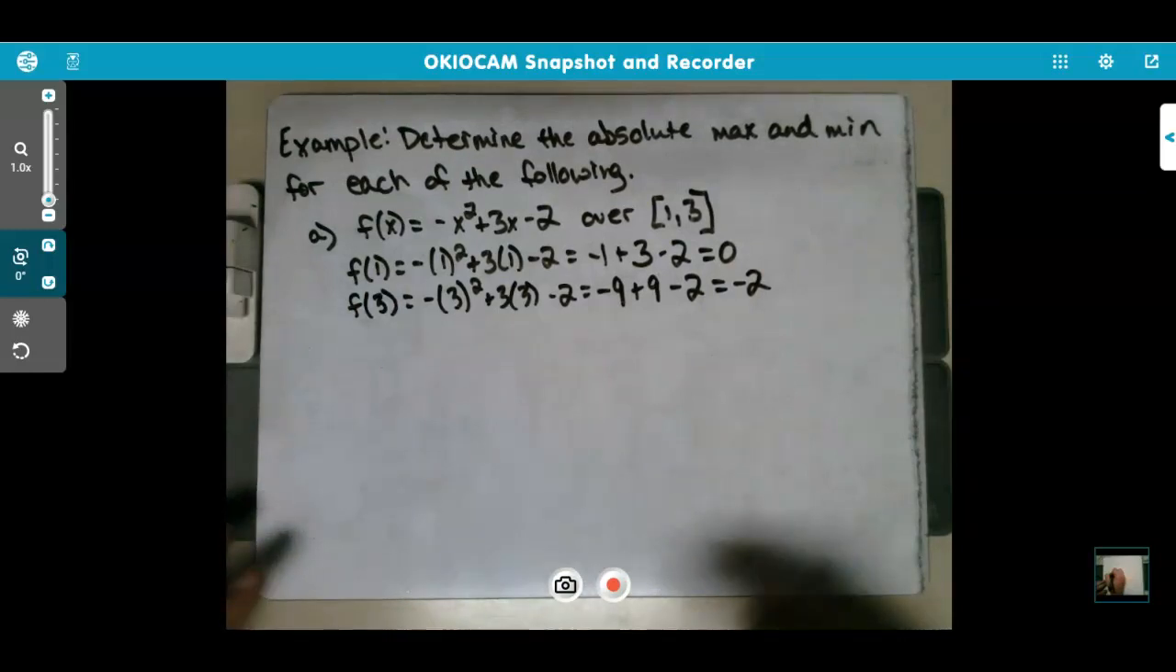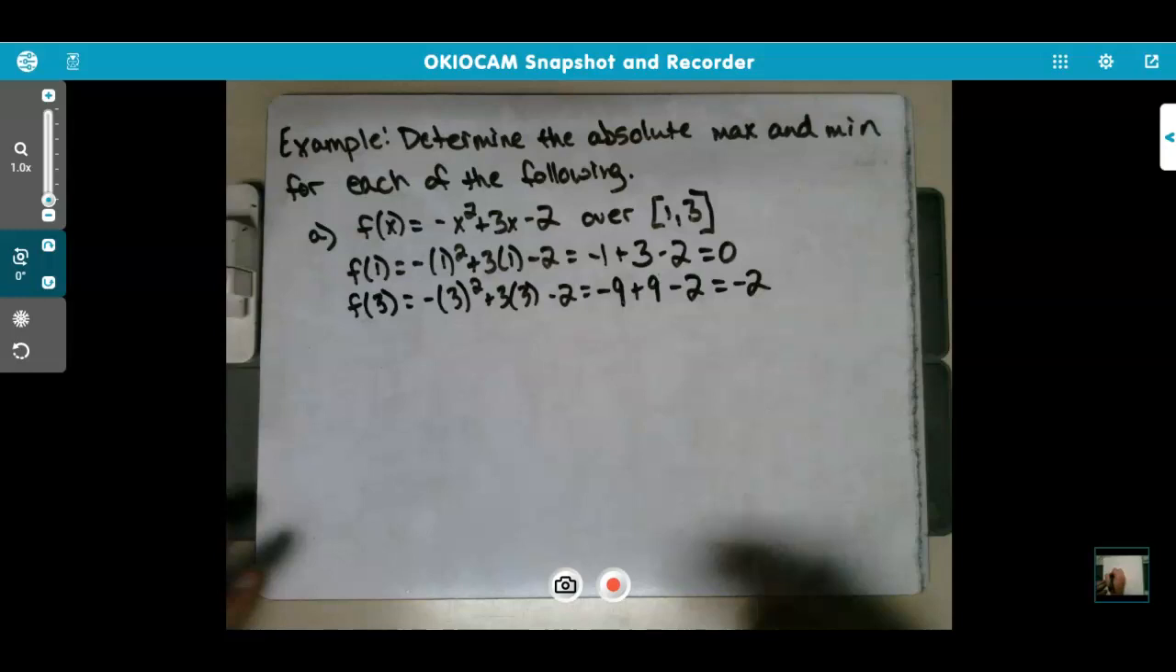So I've done that. That is my first step. So now I've got to find what the critical points are. Remember to do that, take the derivative, f prime of x. Bring the 2 down, so negative 2x plus 3, and set that equal to 0. Solve it for x, subtract 3, negative 2x equals negative 3, divide by the negative 2, x equals 3 over 2. So now I've got to also see what it is at 3 over 2.